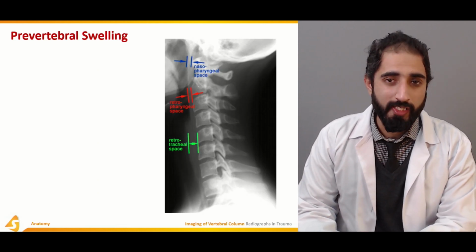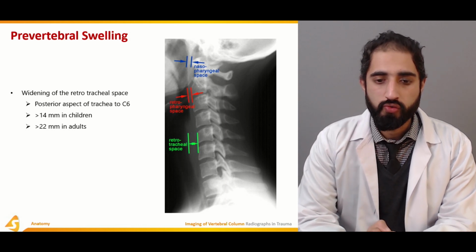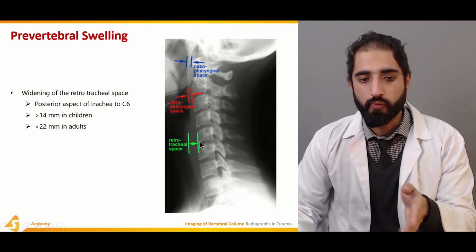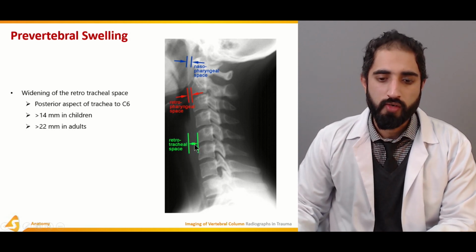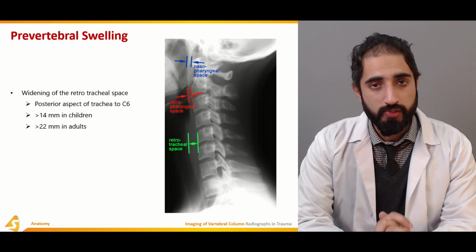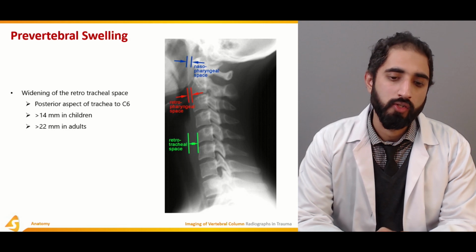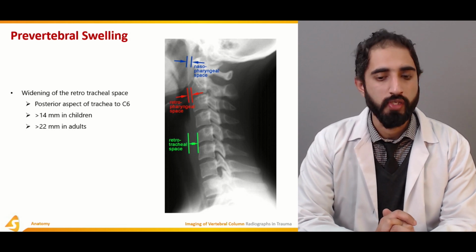Moreover, prevertebral swelling, specifically when talking about the cervical spine, shows as widening of the retrotracheal space. The retrotracheal space is the space behind the trachea and in front of the C6 vertebra. So this is the retrotracheal space: C1, C2, C3, C4, C5, and C6. This is the trachea, and here we have the retrotracheal space. Prevertebral swelling is present when it is greater than 14 millimeters in children, and greater than 22 millimeters in adults, at the level of the retrotracheal space.